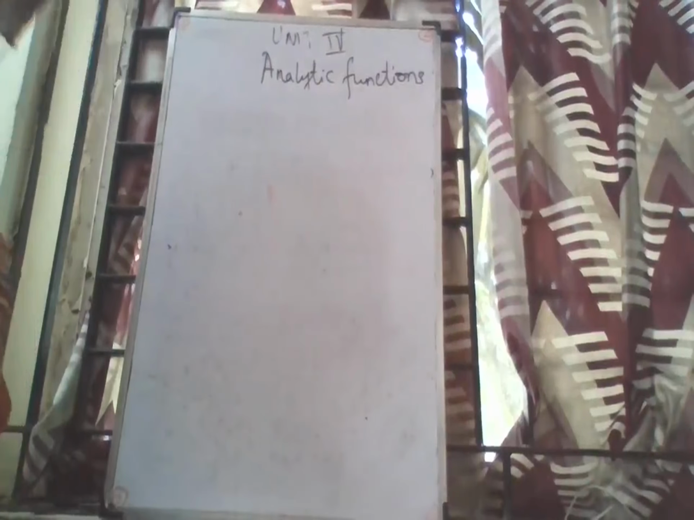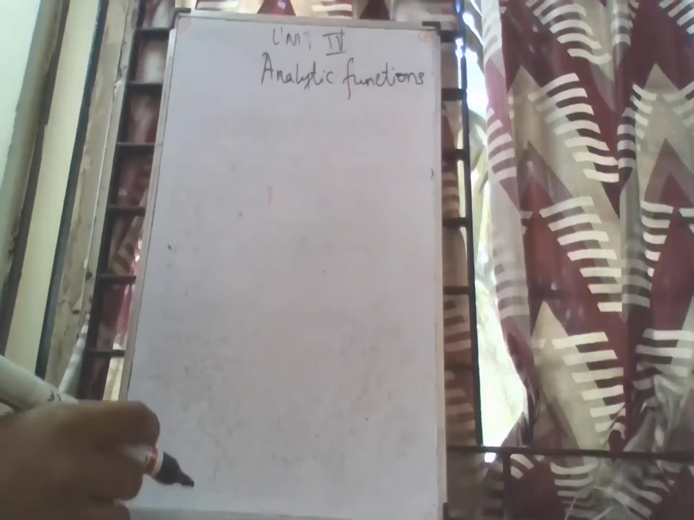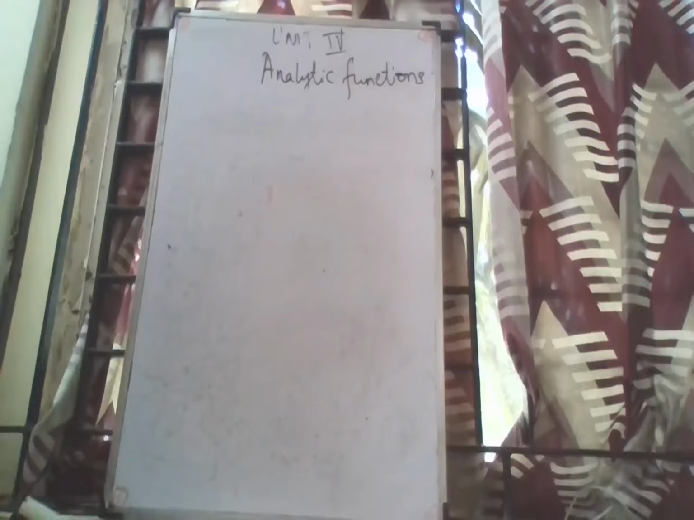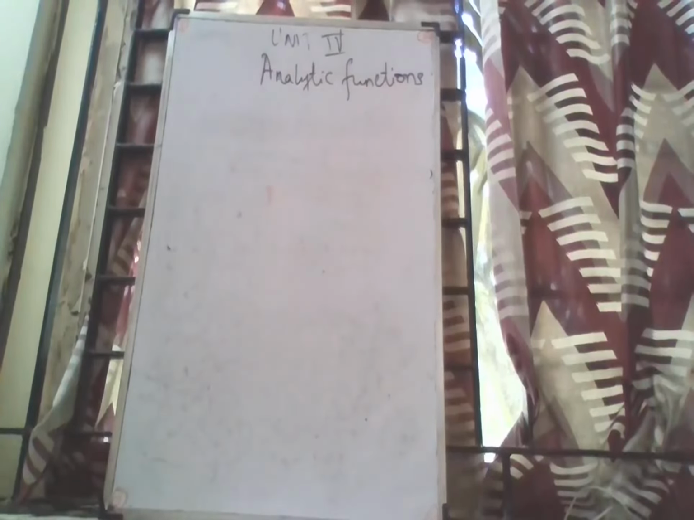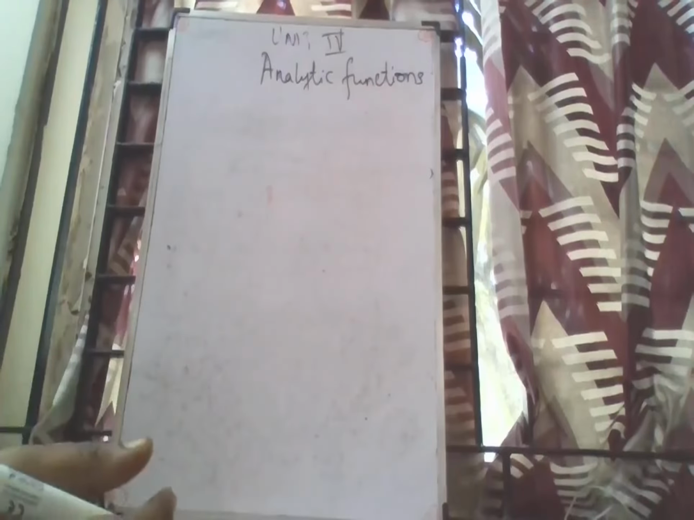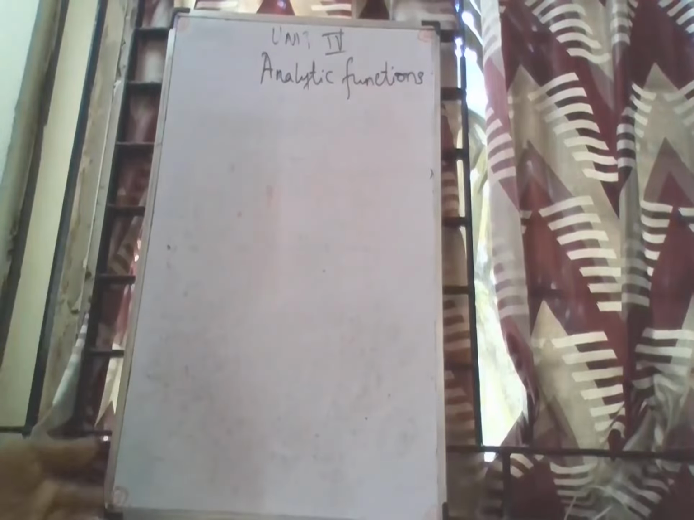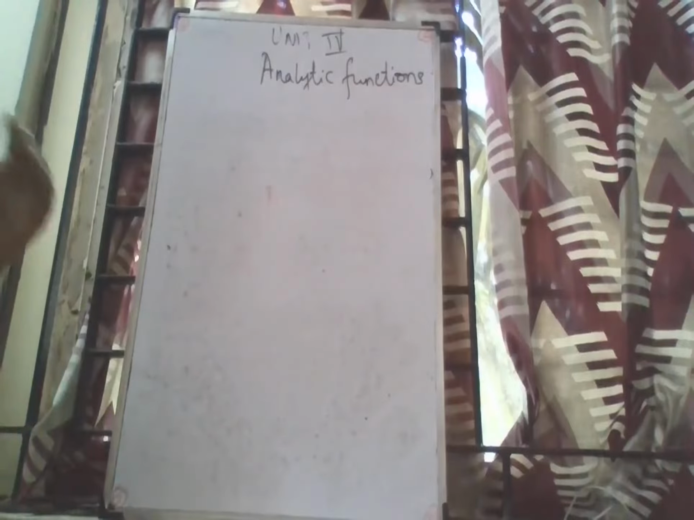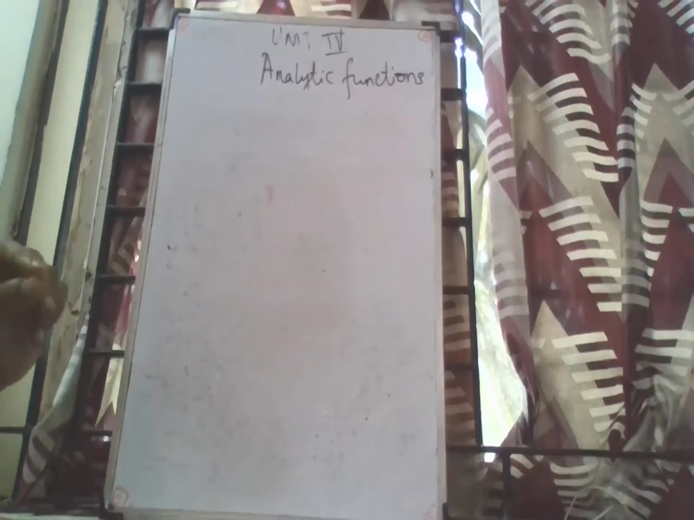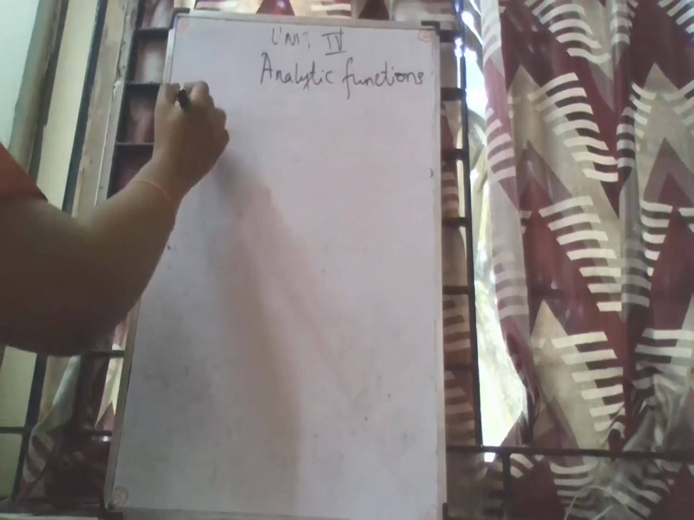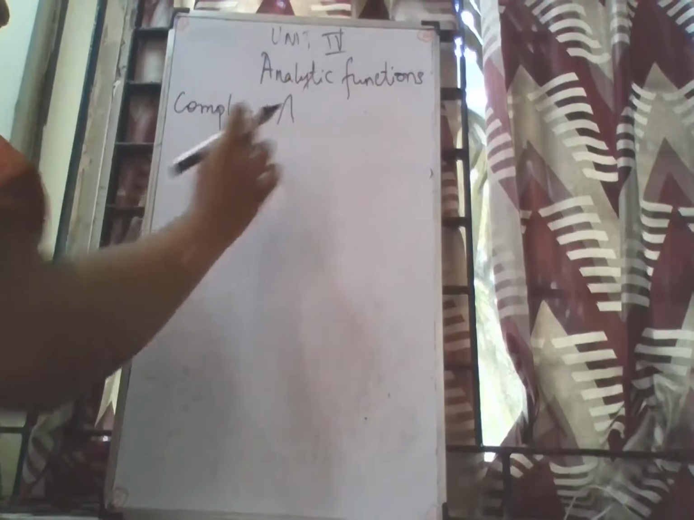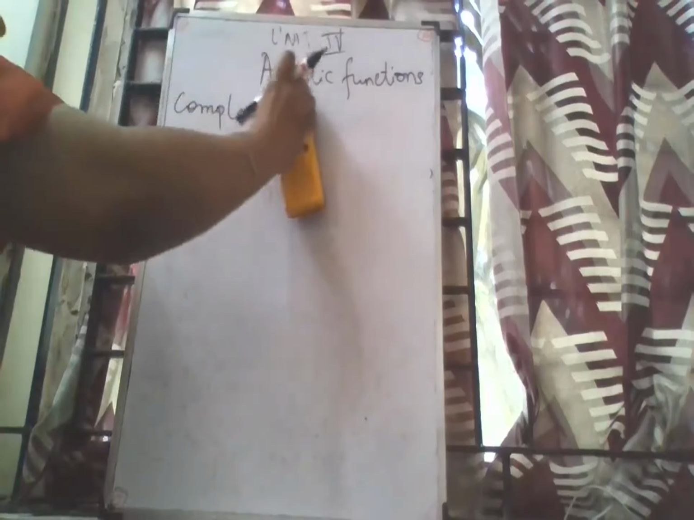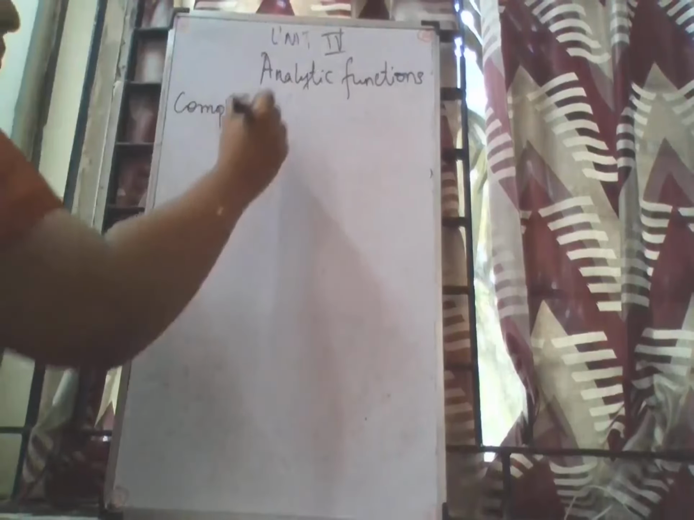Good morning, students. Today I'm going to teach Unit 4, so-called analytic functions. In this chapter, before going to the problems and everything, the basic definitions we have in this unit. Step by step, I'll define the definitions, try to learn and understand. Definition number 1, which is very basic for this unit, is complex variable.